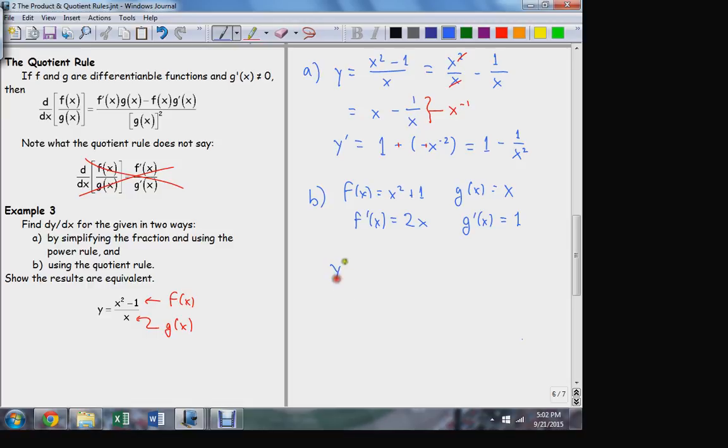Okay, now let's put this together. According to the rule, f prime, which is 2x, multiplied by the function g. So there's f prime in front, g in back. From that, I'm going to subtract the function f, x squared plus 1, multiplied by g prime, which is 1 itself. So there's that same arrangement as before, but addition being replaced with subtraction. And in the denominator, I take whatever the denominator was originally, and I square it. So the original denominator, x, and then squared. And now I've got a little work to do. Let's see, what does this end up being? 2x squared minus x squared minus 1, distributing the negative sign. And then finally, I've got a pair of like terms here. The x squared, 2x squared minus x squared.